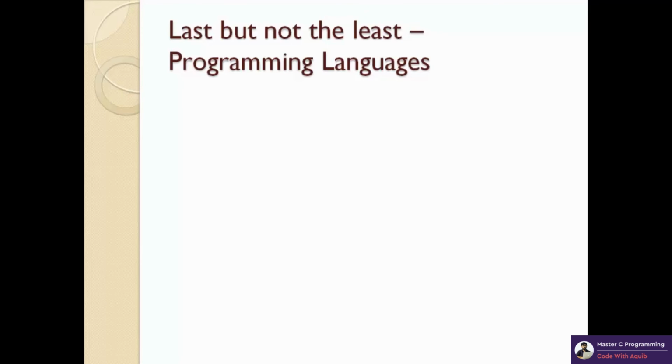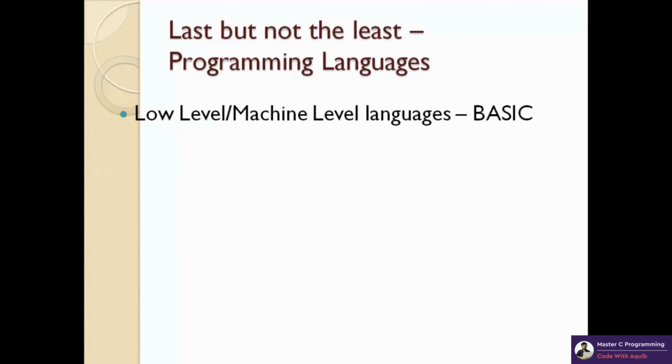So programming languages are again classified into two types. The first one is the low level or machine level languages like Logo and Basic, and the next is the high level languages like C++, Java, C#, etc. Now what is the difference between the two? The low level or machine level languages are meant to be more friendly on the hardware side, right? On the other hand, the high level languages are meant to be more user friendly.